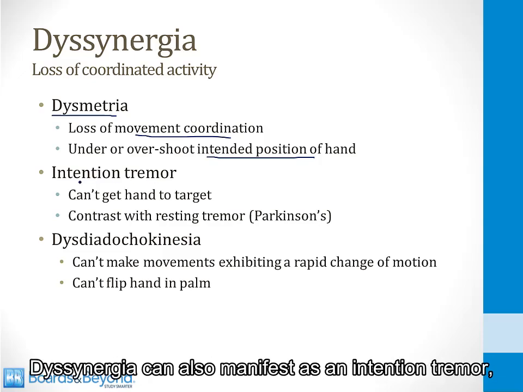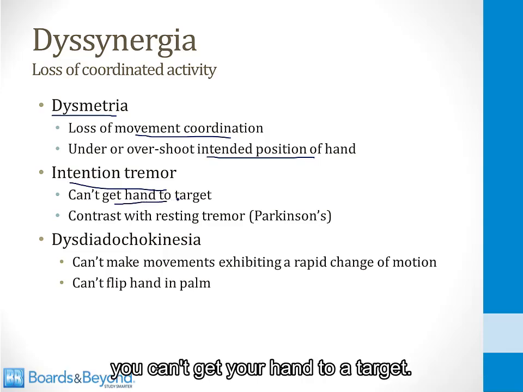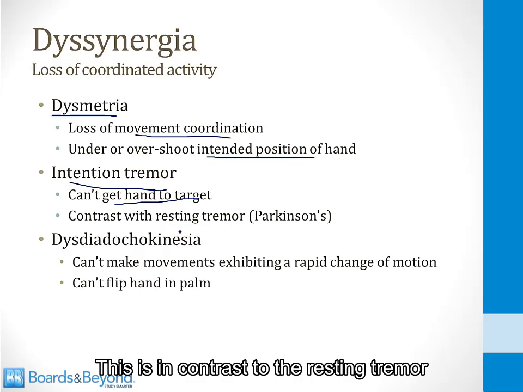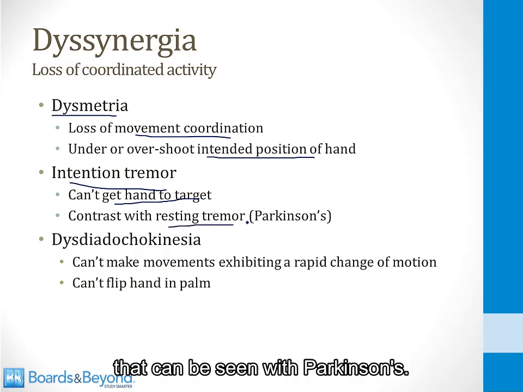Dyssynergia can also manifest as an intention tremor. You can't get your hand to a target. This is in contrast to the resting tremor that can be seen with Parkinson's.